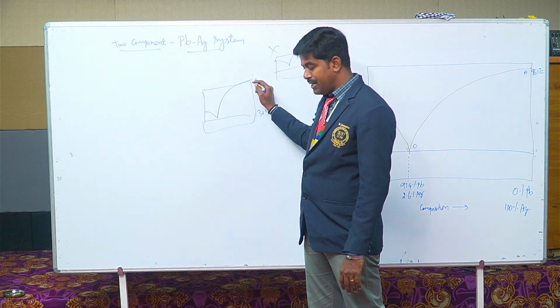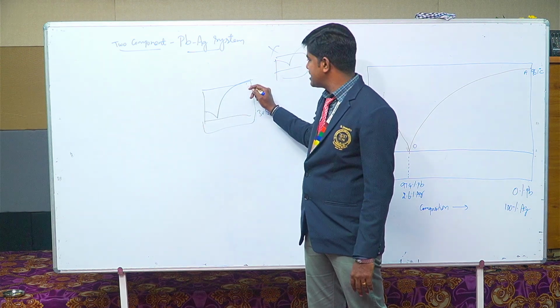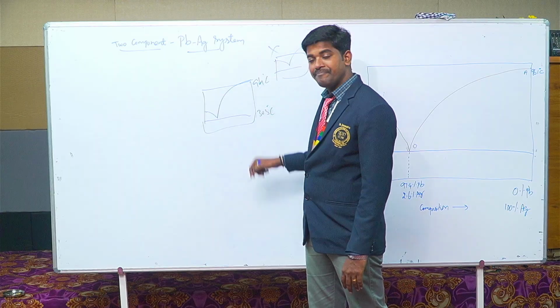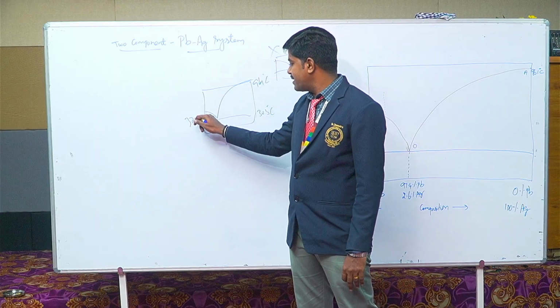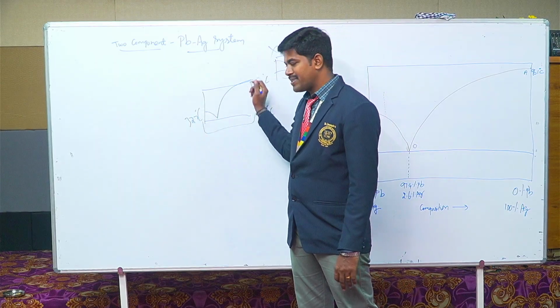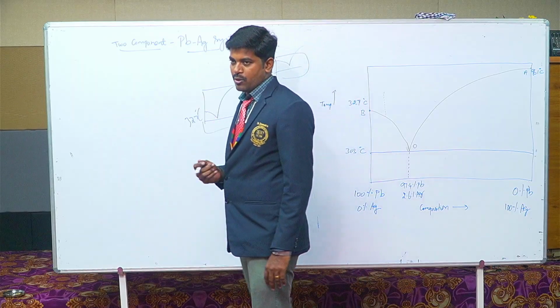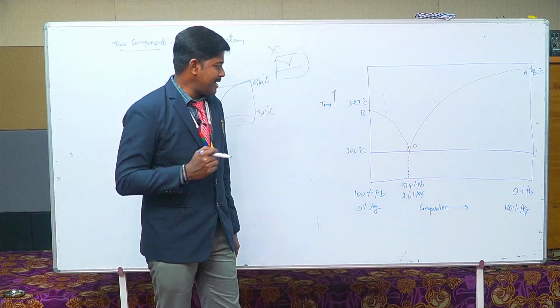Another curve should be big and have the higher temperature, because it is 961 degrees centigrade and this is 327 degrees centigrade. So this one is less, this one is high. Likewise, you need to draw the curve. This is an important thing, you need to keep it in your mind.